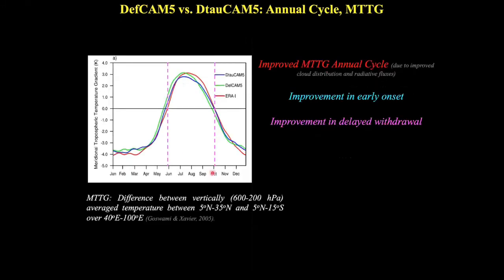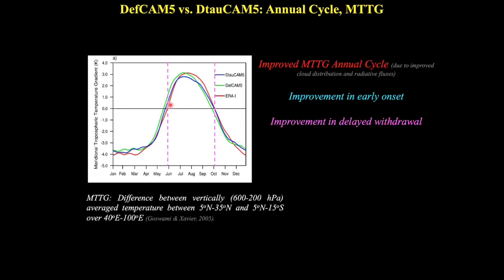So this is something called the meridional tropospheric temperature gradient, which is basically a vertically averaged mean of tropospheric temperatures and the difference between two boxes. Whenever this crosses 0, we have the onset, and then again when it crosses 0 towards the negative side, we have the withdrawal. So we can see that this line is the onset, and this line is the withdrawal.